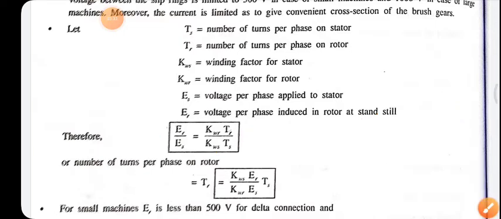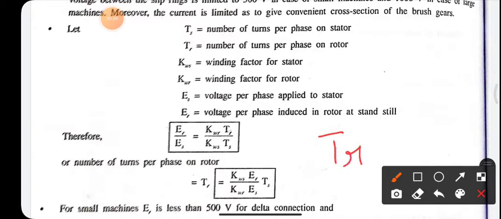Now we are interested in finding the number of turns in the rotor, that is our TR. So we can take TR on the other side, and we get the equation TR is equal to KWS ER upon KWR ES, into TS. So the number of turns per phase of the rotor can be easily determined if we know all these values, and these will be provided to you in your numericals also.